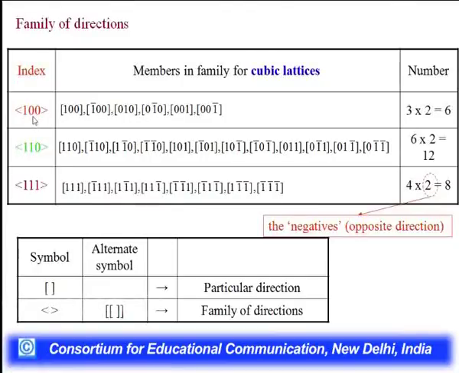Means here these are the indices 100, 110 and 111, and we have the cubic lattice for this family. For the 100 plane, we have the different planes: 100, 1 bar 00, 010, 0 1 bar 0, 001 and 00 1 bar. Then we have 3 into 2, means we have 6 planes.